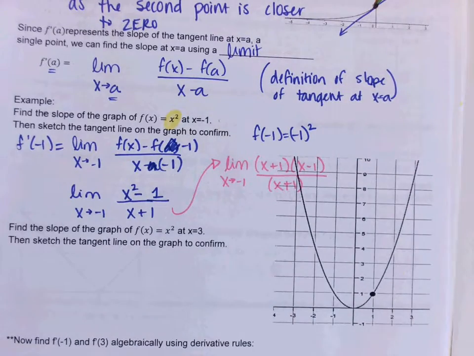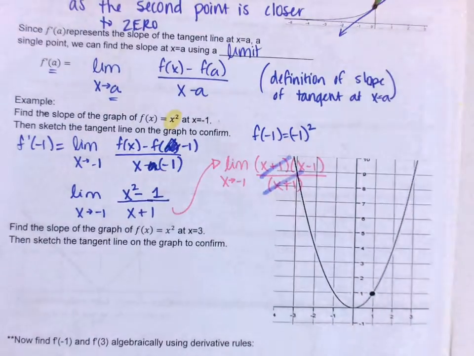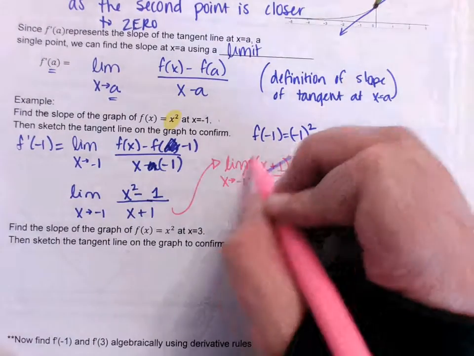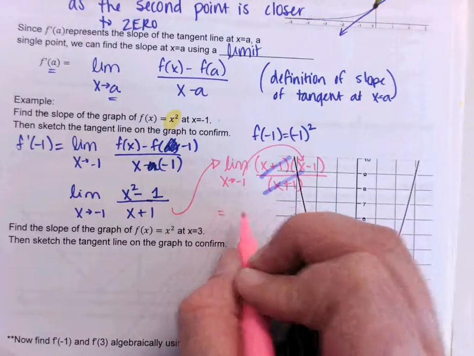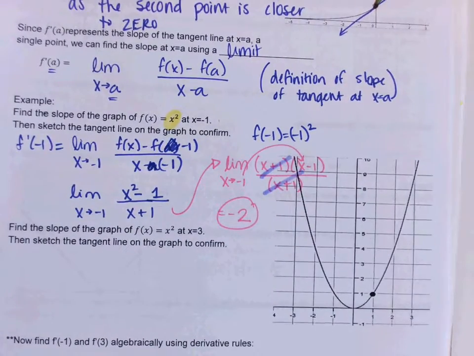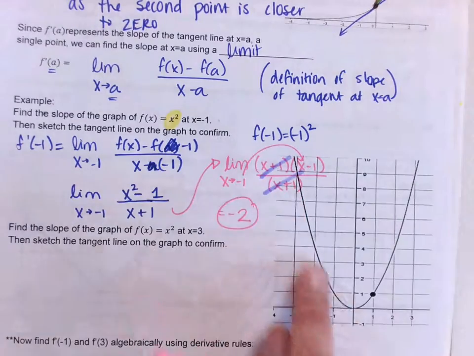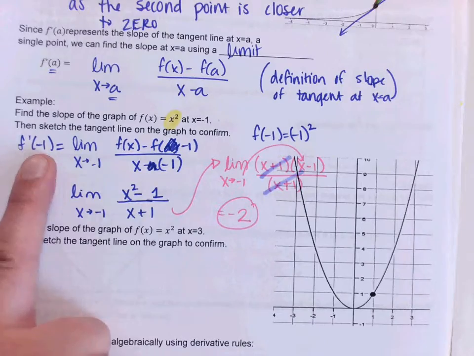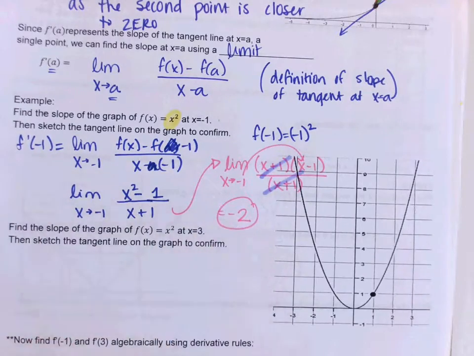The x plus 1's do what? Cancel out. All that's left is a -1. I'm going to plug that in. What is -1 minus 1 more? -2. What that means is that on this graph of x squared, the slope of the line at -1 is -2. So go onto your graph at -1.